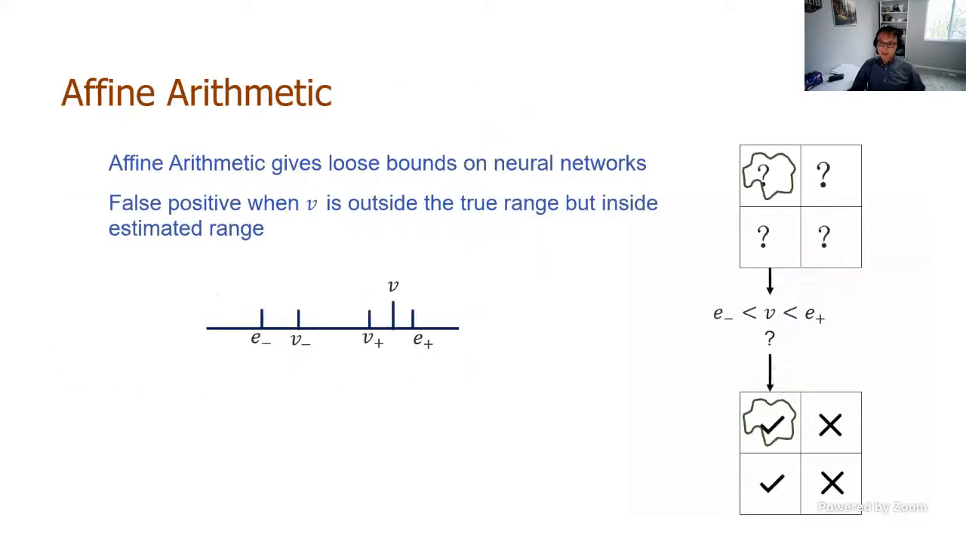However, affine arithmetic still has the problem of giving loose bounds on neural networks. You can see in this example, if the bound is too loose, the iso value V is likely to be outside of the actual range, but inside the estimated bound. In other words, we are subdividing a region without a component of isosurface. Although this will not generate wrong results, we have to evaluate the INR model many more times, and that makes the whole algorithm less efficient.